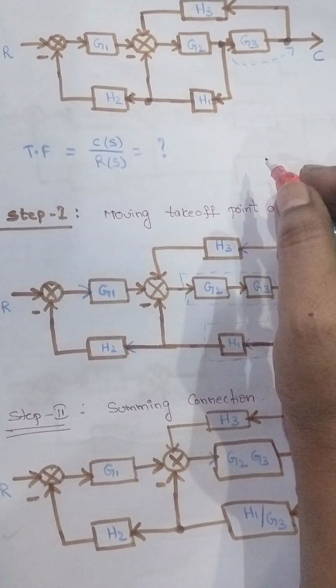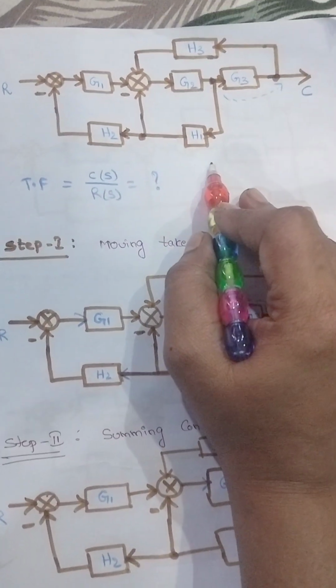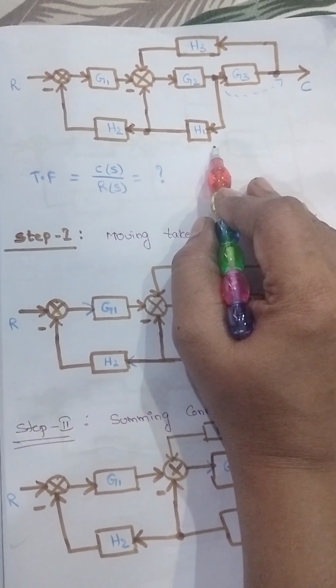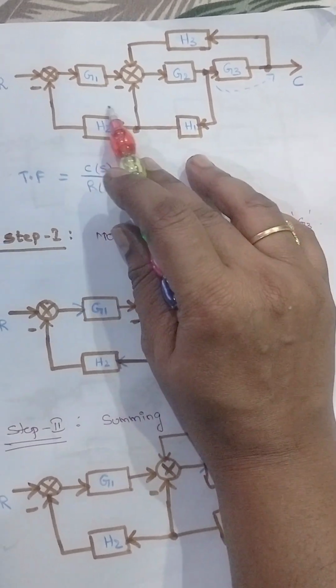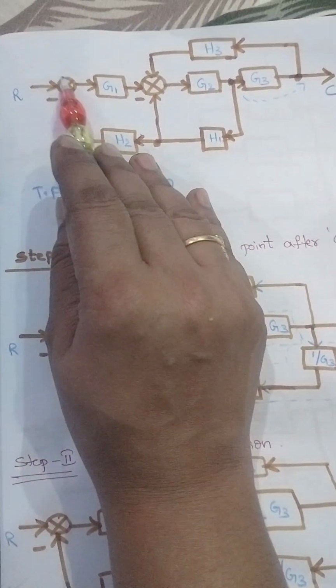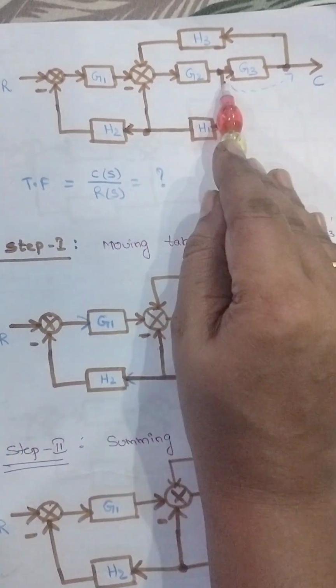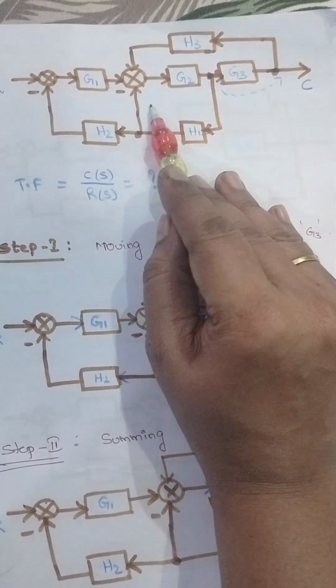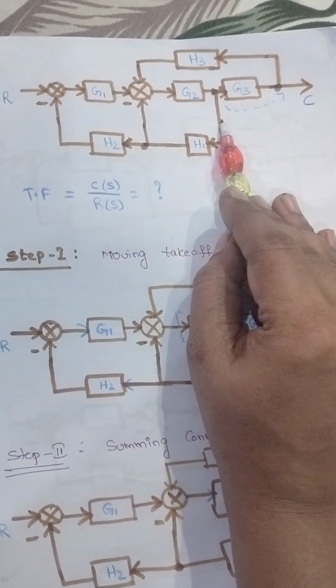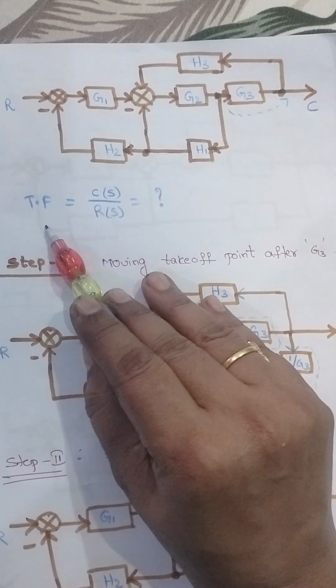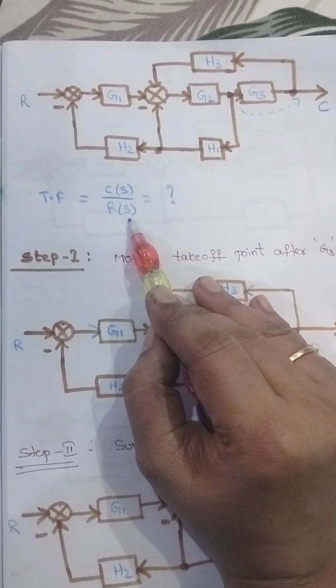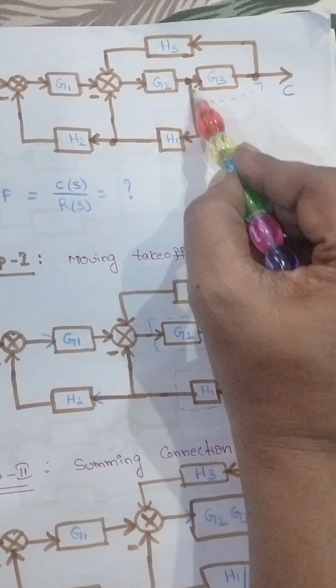So hi students. So here we have to find out the transfer function for this block diagram. So here this is the block diagram which is having summing points and takeoff points. So to reduce this block diagram, we can easily find out the transfer function C by R. So here is a takeoff point.